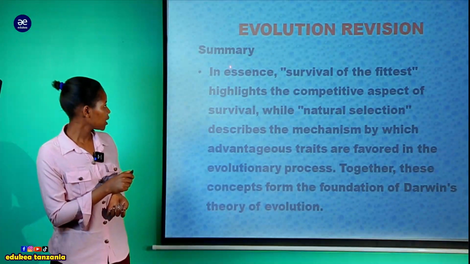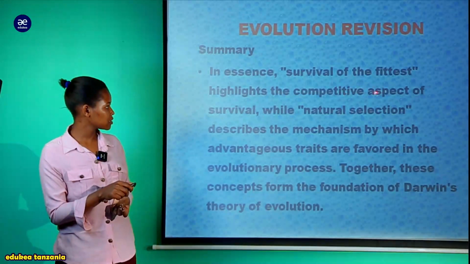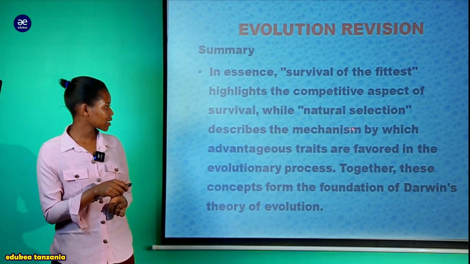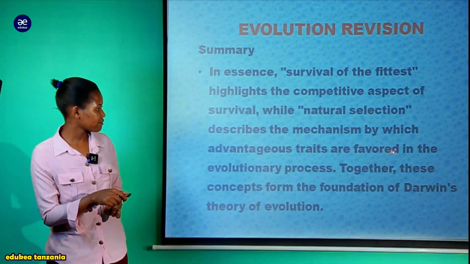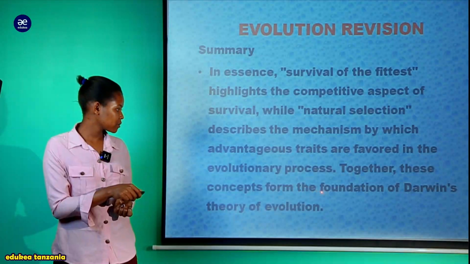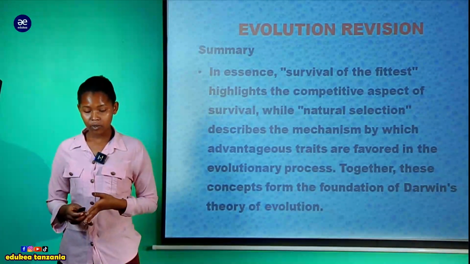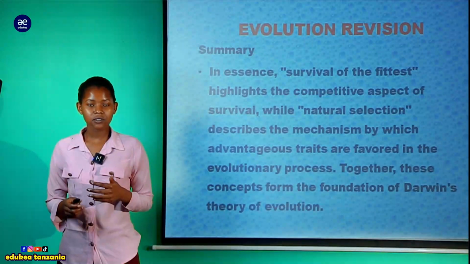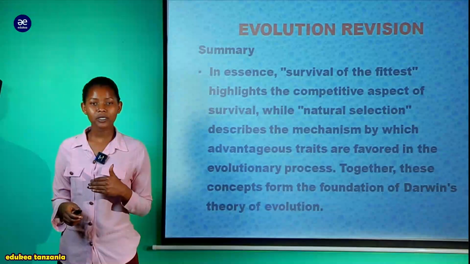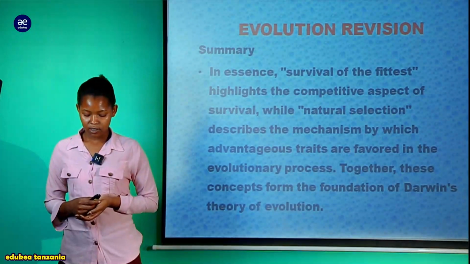As you can see here, in essence, survival of the fittest highlights the competitive aspect of survival, while natural selection describes the mechanism by which advantageous traits are favored in the evolutionary process. Together, these concepts form the foundation of Darwin's theory of evolution. And up to here, utakuwa umejibu vizuri zaidi. Unaweza ukatoa jibu in this summary, then inakuwa ni jibu. Pia unaweza ukatoa zile definition, then unakuwa umejibu tu vizuri. That is all about that.